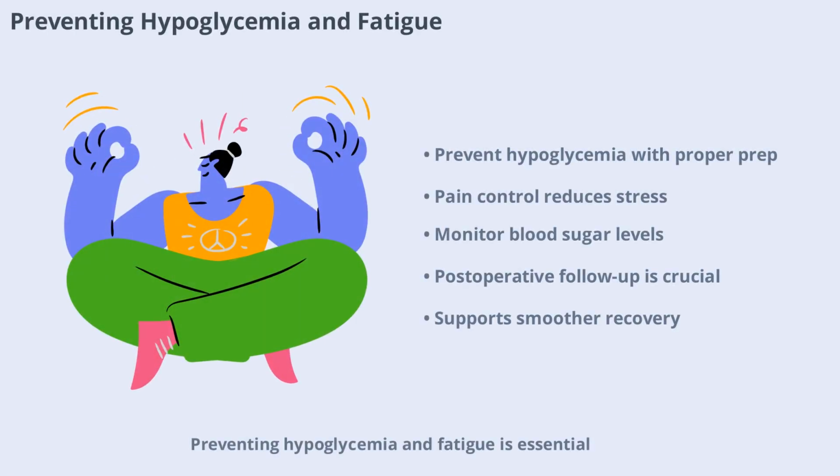Preventing hypoglycemia and fatigue is essential in oral surgery for medically compromised patients. Adequate postoperative pain control, proper contact, and follow-up are key components. Ensuring the patient has eaten and is not fatigued before surgery helps maintain stable blood sugar levels. Post-operative monitoring and pain management reduce stress and promote healing. These measures are especially important for patients with diabetes or those prone to hypoglycemia, as they help avoid dangerous fluctuations in blood glucose and ensure a smoother recovery.